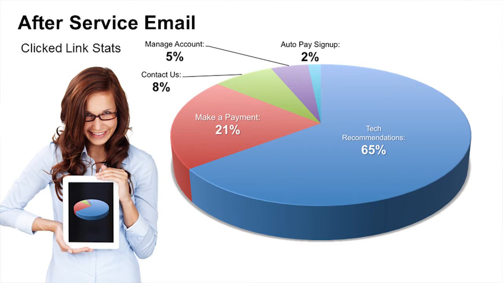21% are making payments from it, 8% are contacting you, 5% are managing their account, and 2% are signing up with AutoPay. So if you have anybody that signs up with AutoPay, I think you're doing a pretty good job. So the promotions that are set up in CAW.